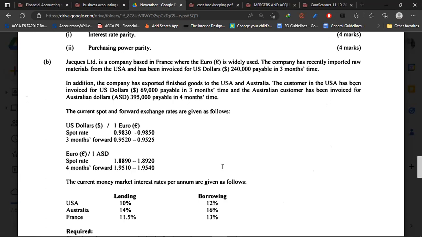The current spot and forward exchange rates are given as follows: US dollars and euros. The current money market interest rates per annum are given as follows: US lending and the borrowing 10% and 12% respectively. Australia lending 14%, borrowing 16%. France 11.5% lending, 13% borrowing. Required: show how the company can hedge its foreign exchange exposure using forward market cover to money market cover.